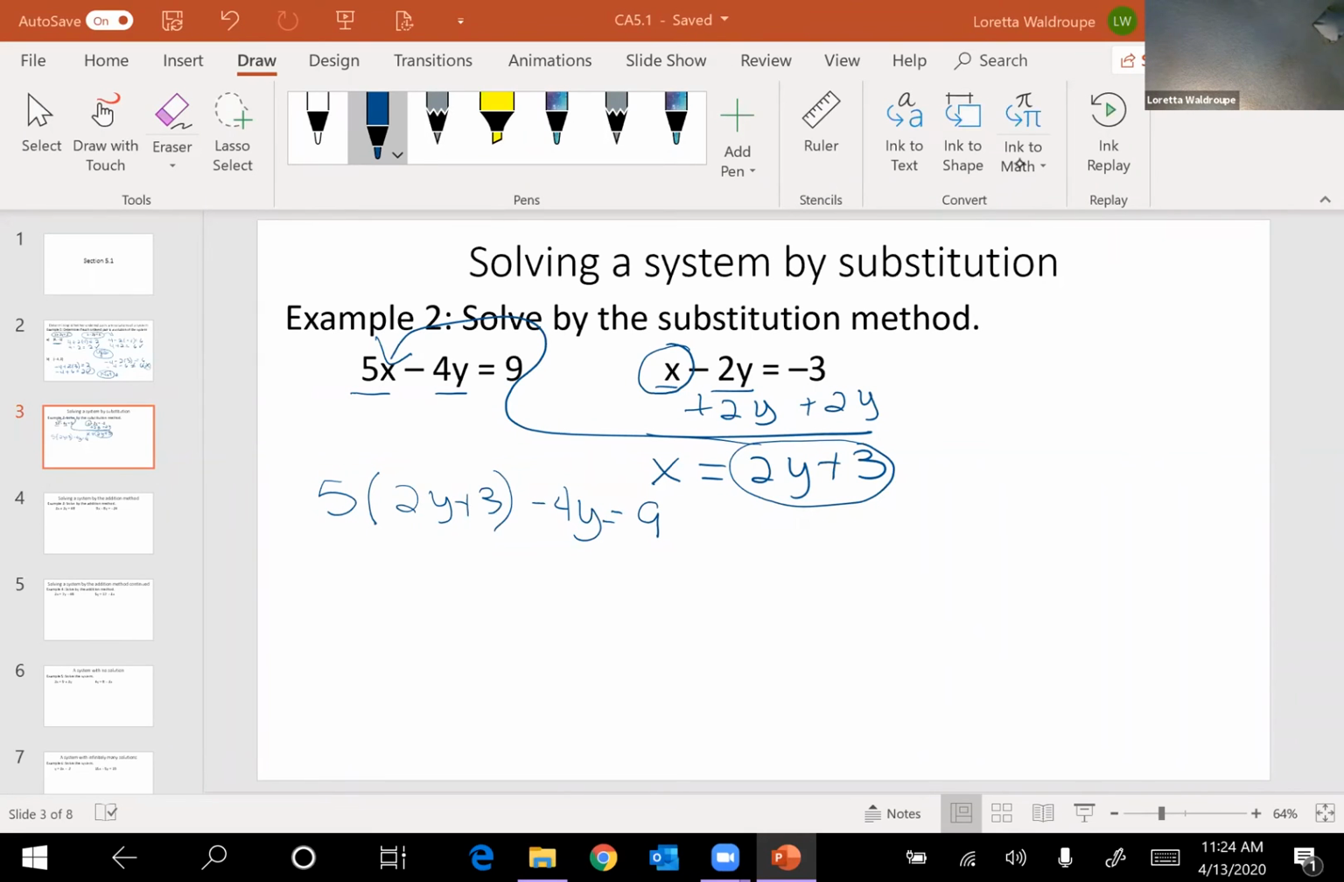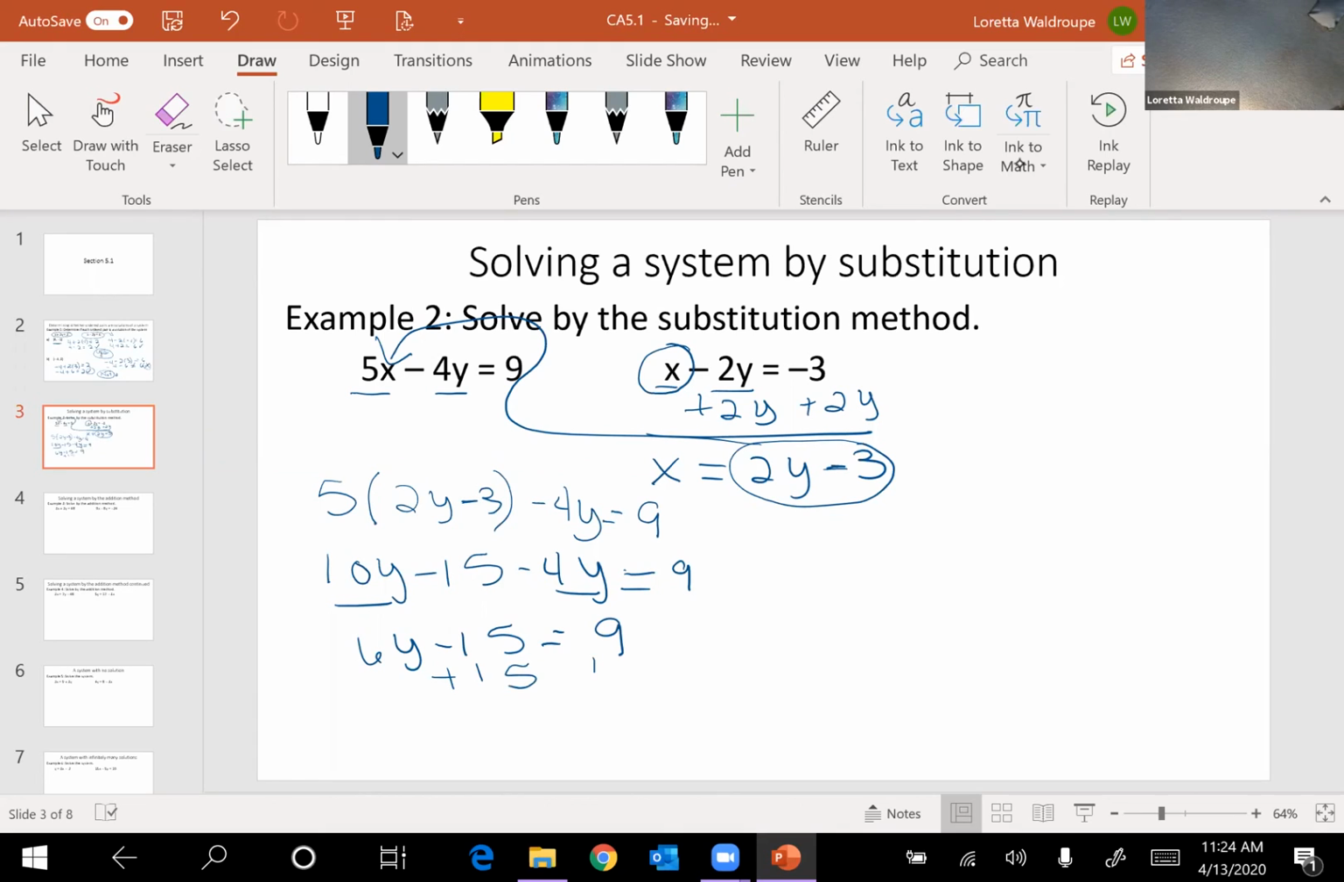Okay, it was brought to my attention that I accidentally put plus 3, and that is a minus 3. So we need to change that. So now I'm going to solve this equation for y. So distribute your 5. Combine your like terms on the left. And just solve for y like a normal equation.